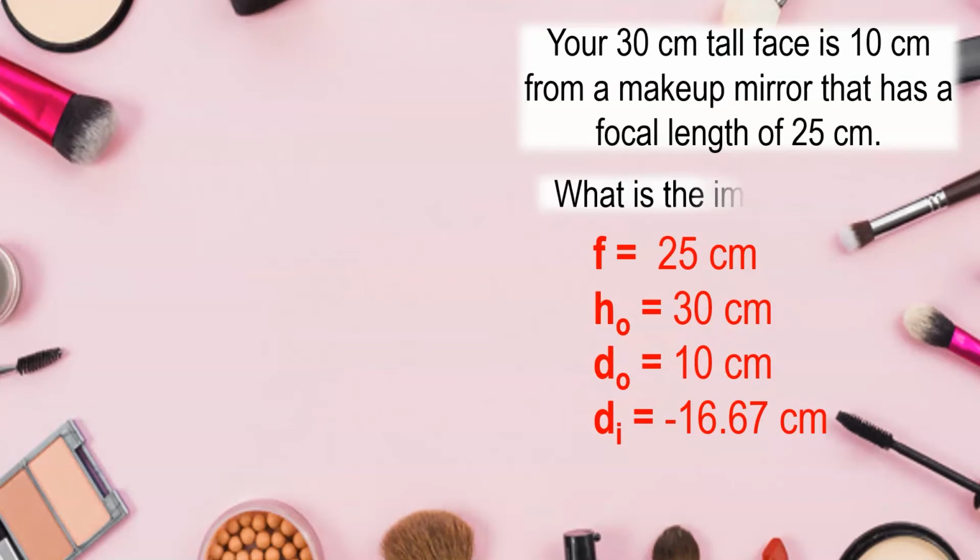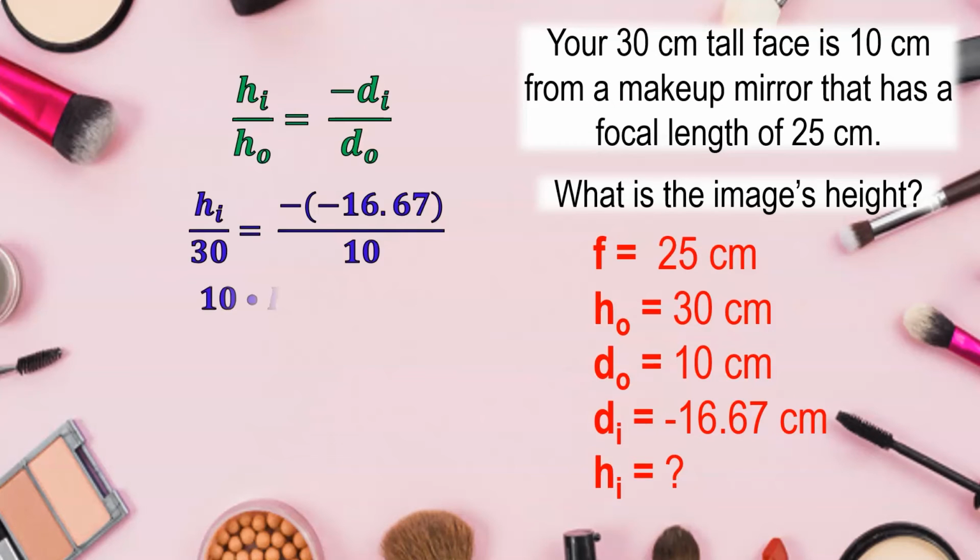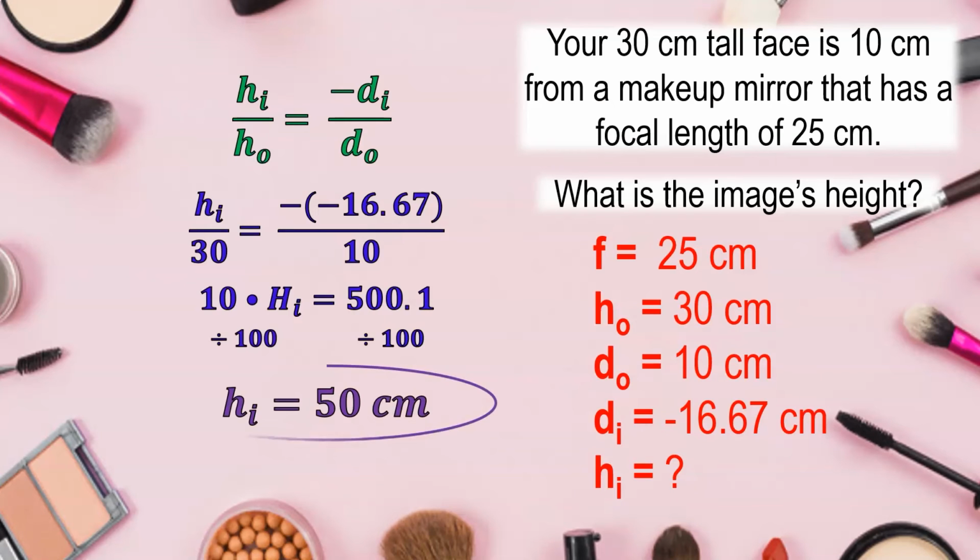Once we have all this information, we can find the height of the image, or the h sub i. Now, the d sub i, the distance of the image, is negative, so we expect the opposite. We expect a positive h sub i. There's h sub i over h sub o equals negative d sub i over d sub o. Plug in what you know, solve for what you don't. Remember, the negative in the formula is not the same as the negative in negative 16.67. That gives us a positive answer when we cross multiply, solve for h sub i, and we end up with 50 centimeters. It's positive as expected, which means it's upright.